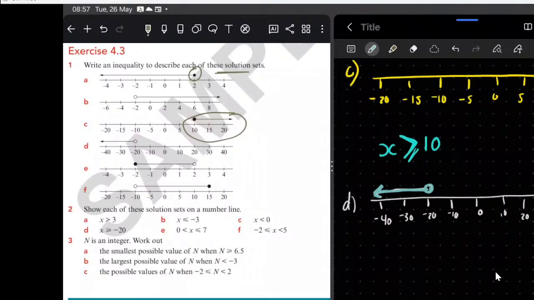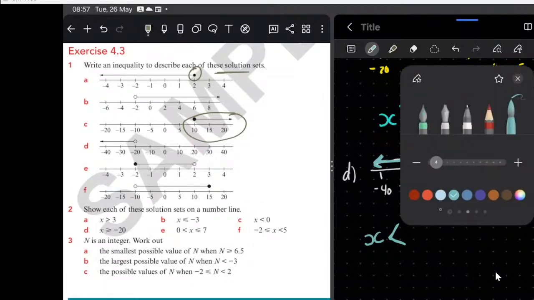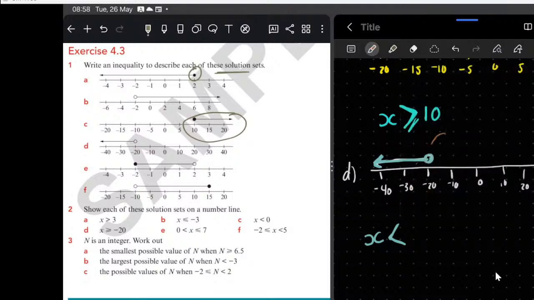Is it facing the left or the right-hand side? It's facing the left. So we are taking smaller values, right? Values that are less than, right? Because it's facing the left. So we're going to say x is what? Less than. The crocodile does not face x, because it's less than. Crocodile always faces the bigger thing. So x is less than what? You look at what number the circle is on. What number is this? Negative 20. So x is less than negative 20.